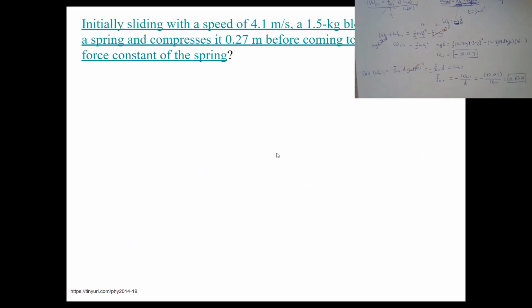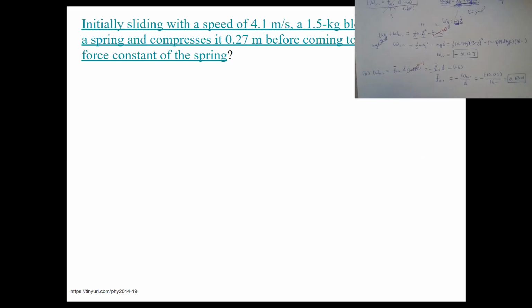All right. Now let's take a look at an example here. It says initially sliding with a speed of 4.1 meters per second, a 1.5 kilogram block collides with a spring and compresses it 0.27 meters before coming to rest. What's the force constant of the spring?